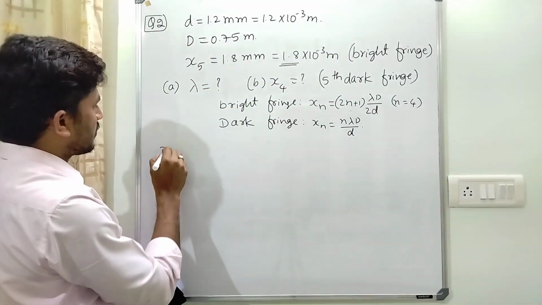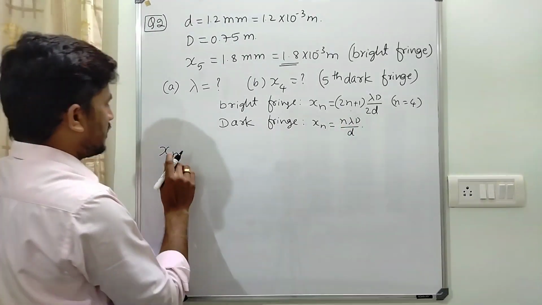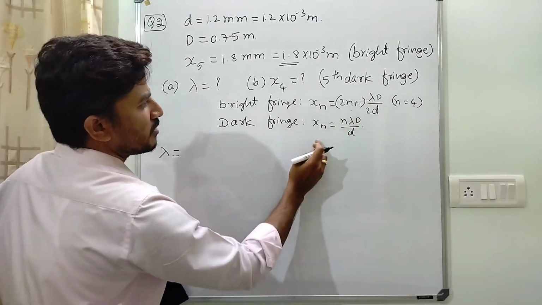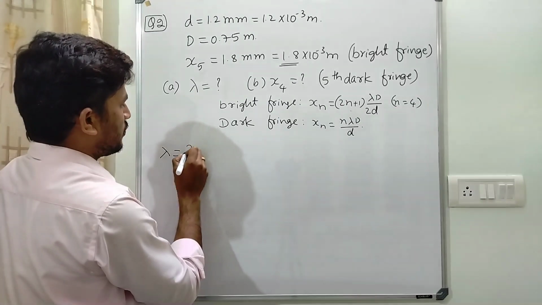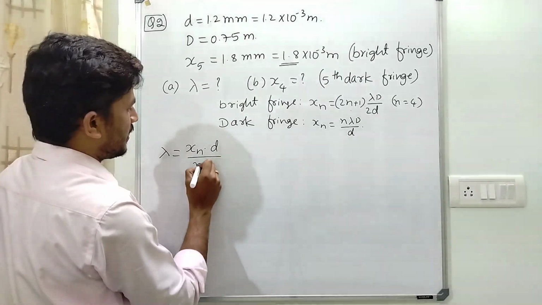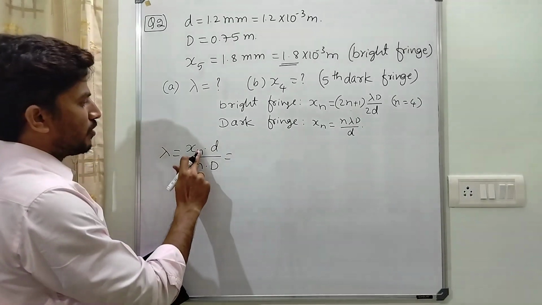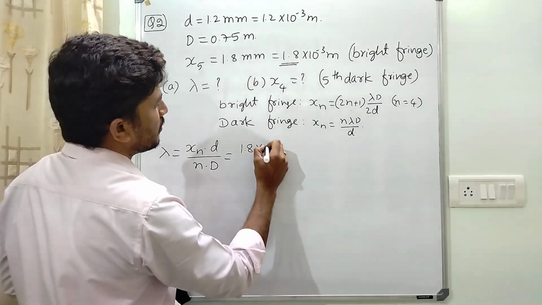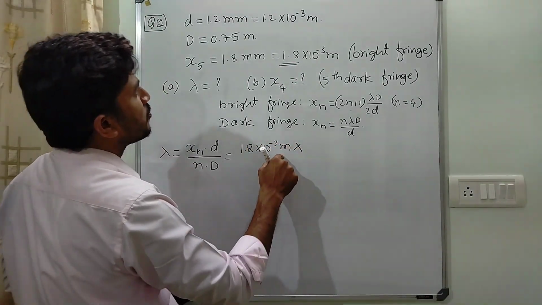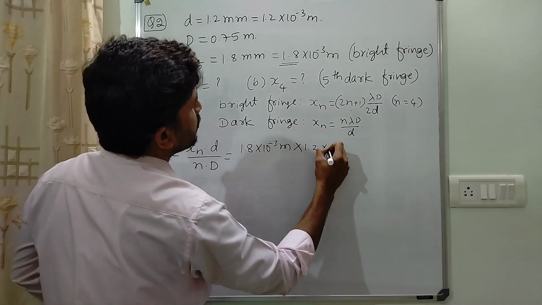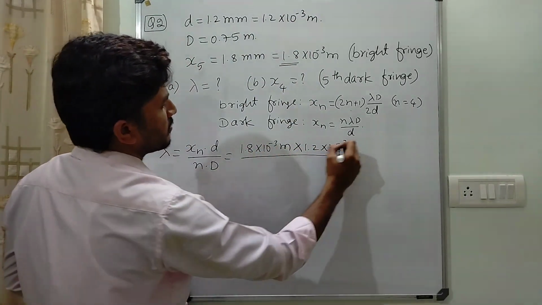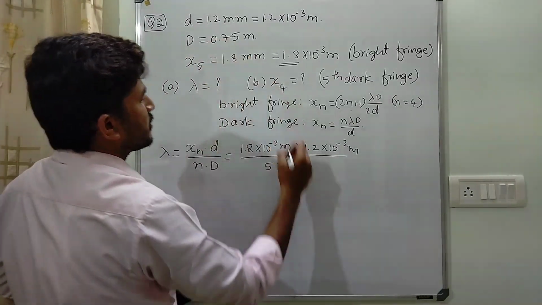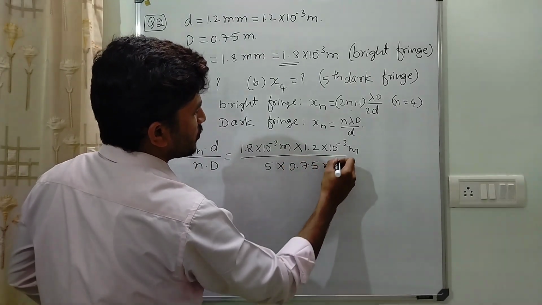Here for bright fringe we have the formula, that is n lambda D by d. From that I can write lambda is equal to, d will come this side, n and capital D will come down. Lambda is equal to xn into small d divided by n into capital D. So here for the fifth bright fringe, xn value is 1.8 into 10 to the power minus 3 meter, into small d value 1.2 into 10 to the power minus 3 meters, divided by n value 5 into capital D value 0.75 meter. So meter will cancel out.